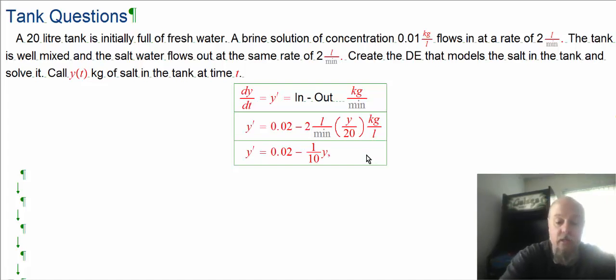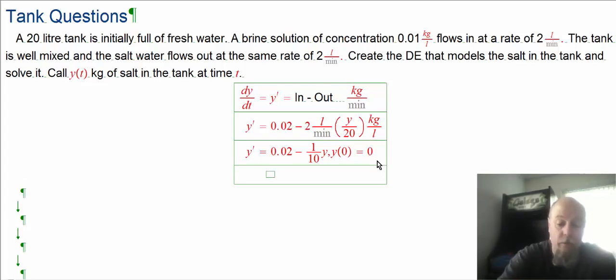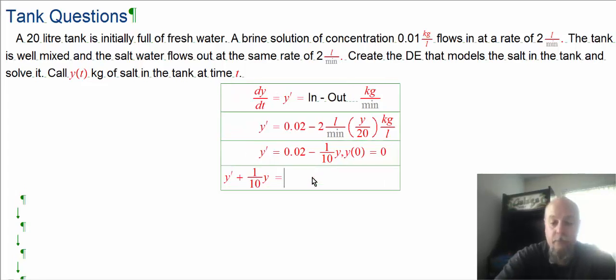Oh, and I have my initial condition. It says it's fresh water, so initially y naught is equal to 0. There's our differential equation that we can solve, and we know what kind it is. It's a y prime plus Py equals Q. First order linear. It's also separable, but we're going to solve it as first order linear. Now, before we solve it, get the integrating factor, etc., just go back to the words for a second.